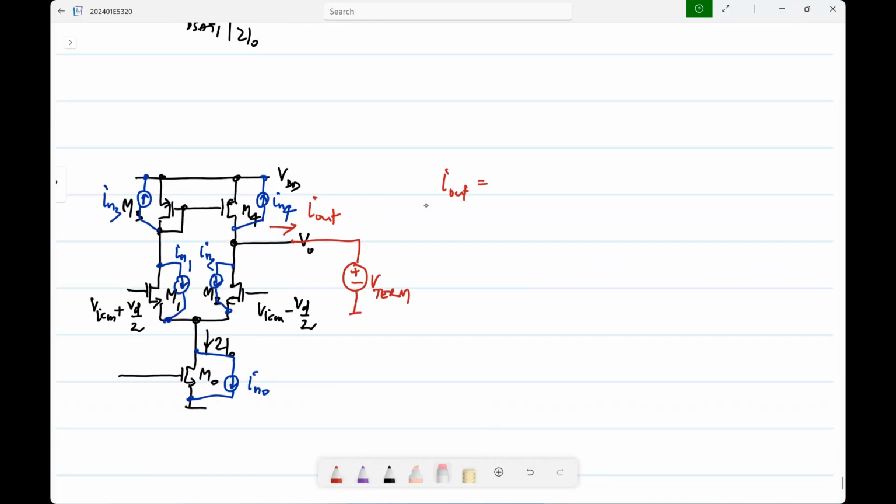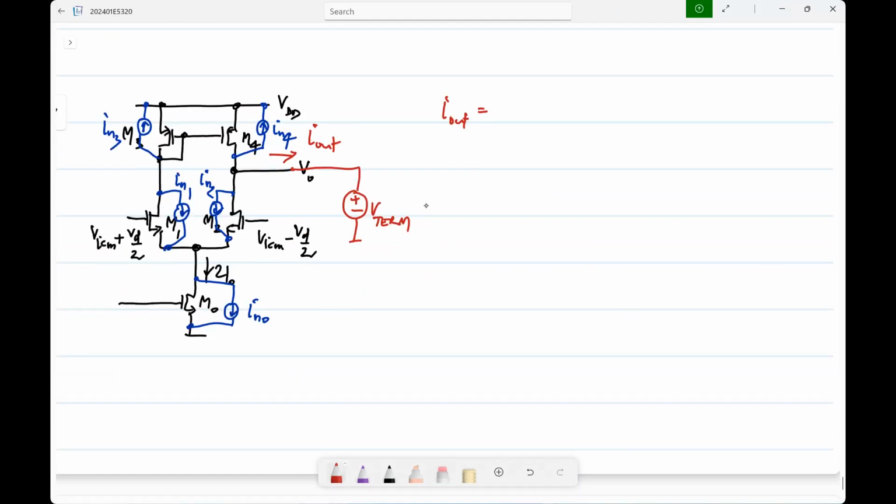This is a very common thing, so this is something you can remember as well. That is in this particular circuit. Now what happens to IN1? What happens to IN1?